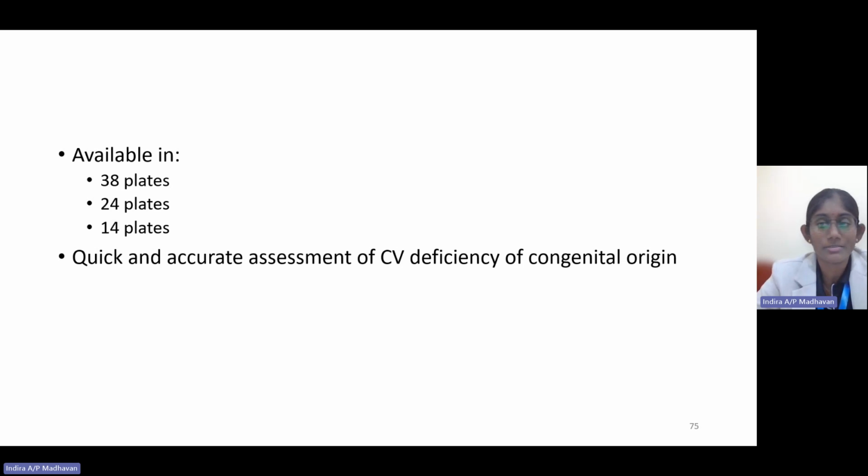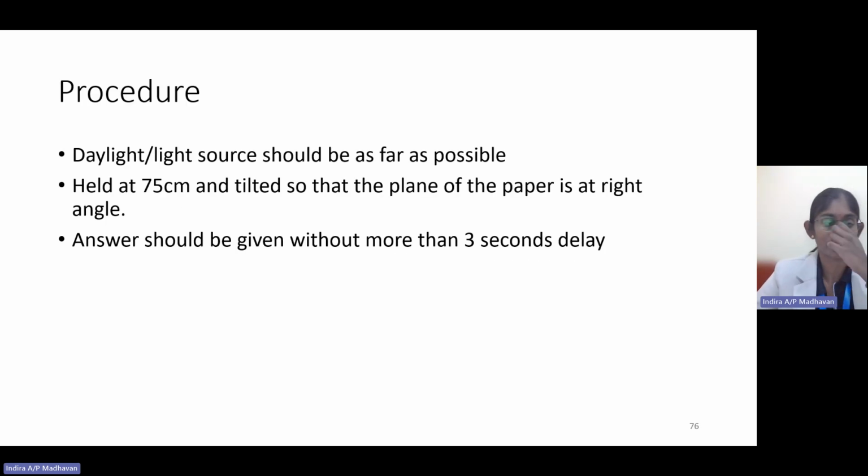Since they are available in three forms, 38, 24, and 14 plates, which one is better? Obviously that question would come, but it doesn't matter whichever you have. If it is 38 plates, it means more plates are available and more answers need to be given by the patient. With 14, there are fewer, but it doesn't mean the diagnosis will vary between the plates. They all will give you the same answer or the same diagnosis. So there is nothing that makes one superior to the other.